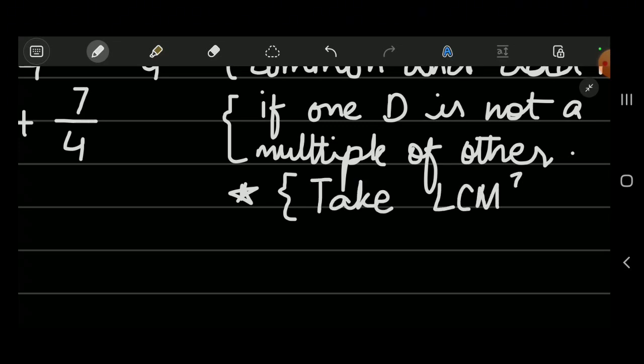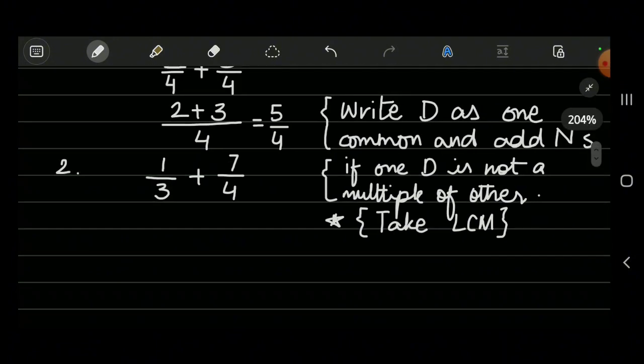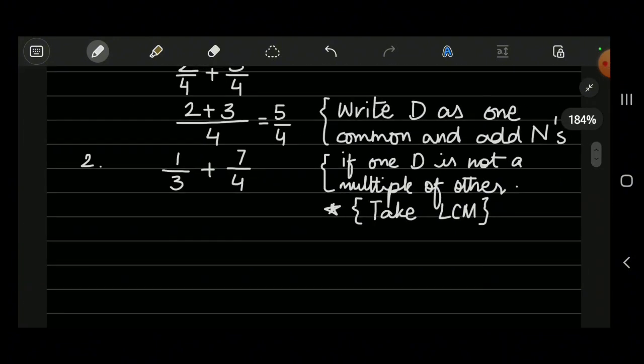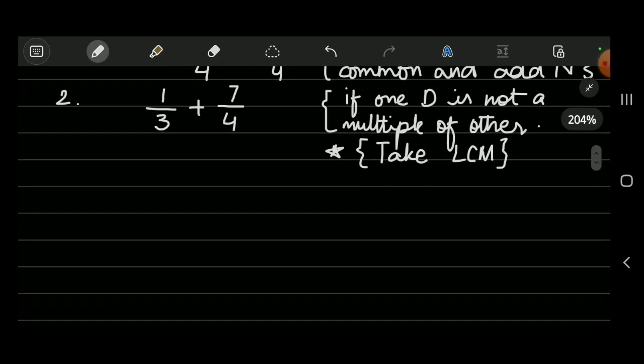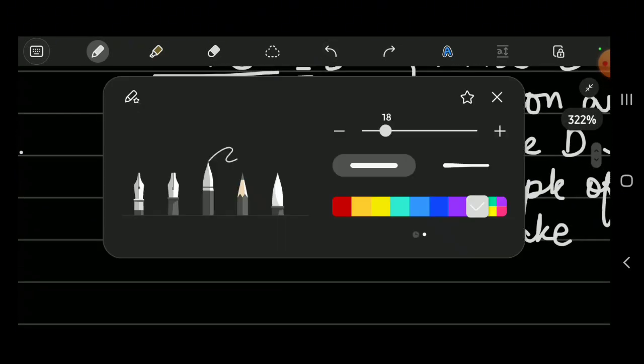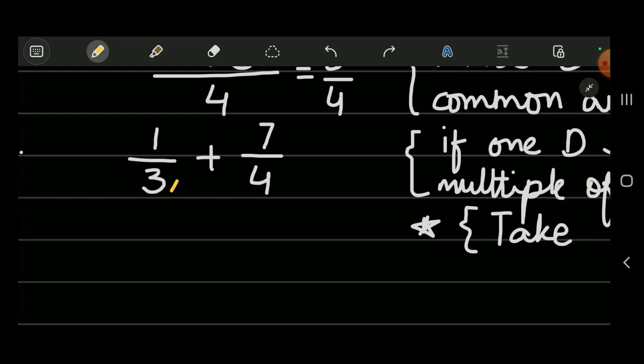And I'm sure we have discussed how to take the LCM. If not, you can check the previous video on how to take the LCM. So we'll take the LCM and we'll get 12. How can we get 12? You have to make both denominators 12. So 3 will be multiplied by 4 and 4 will be multiplied by 3 to get 12.